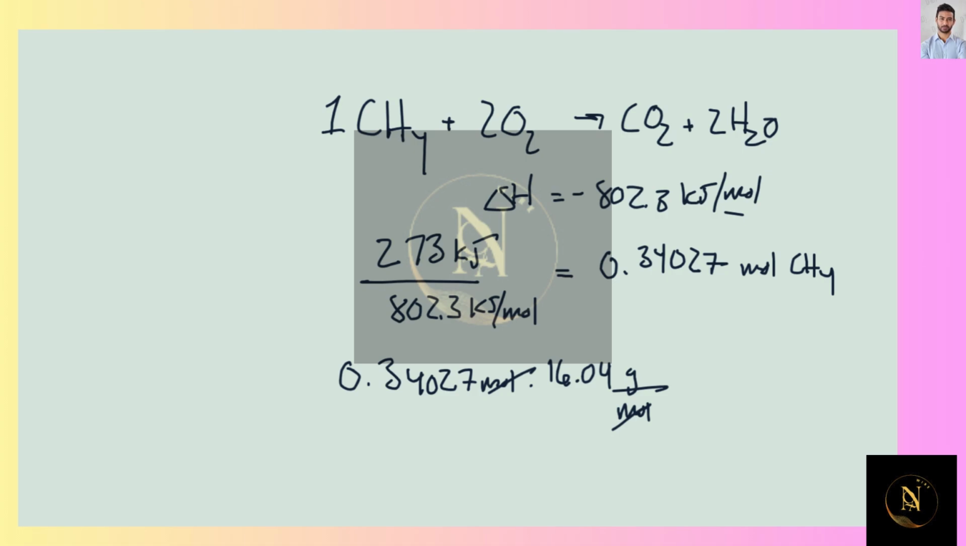we need 16.04 times 0.34027, and we get 5.45, I'll just say 8 grams. And then our significant figures, we should have 3 sig figs, right? Because we have 3 sig figs in this figure here, meaning that our final answer should be 5.46 grams of methane.